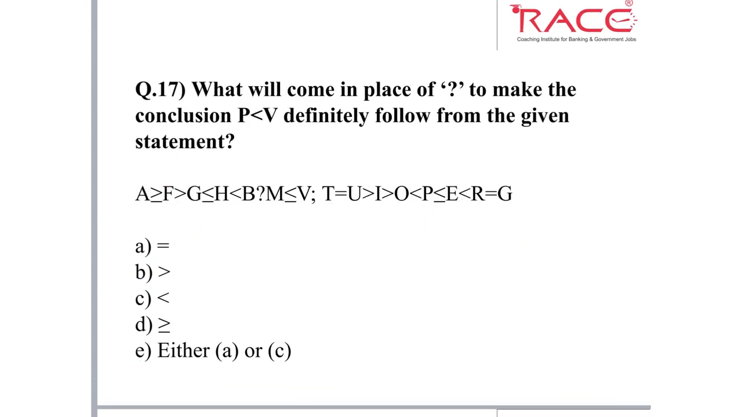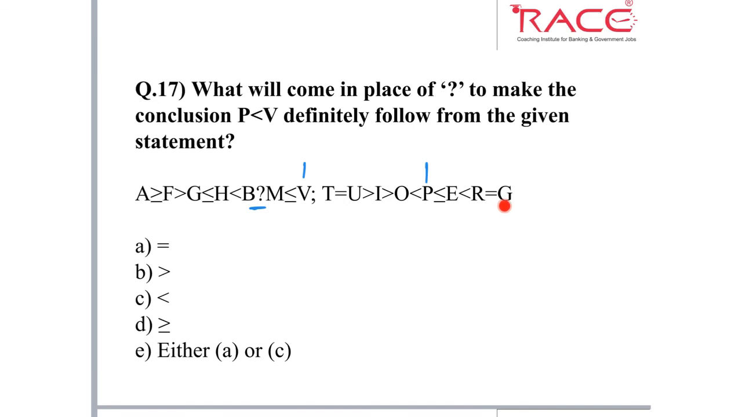So next question, same. Here they are asking, what will come in place of the question mark? To make P less than V definitely follow. First we have to mark where P is. Here we have P, and here we have V, and the question mark is given here. These two elements are in two different statements, so we have to check which element connects these two statements.